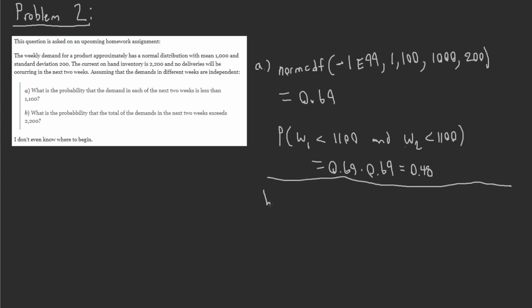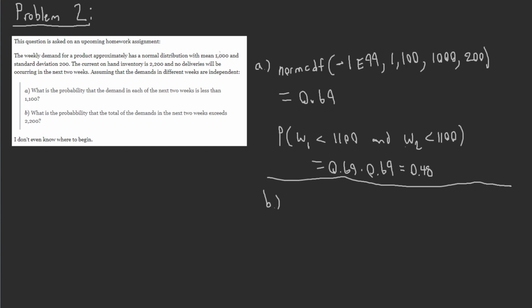The next part of this question asks us about the probability that the total of the demands in the next 2 weeks does not exceed 2,200. And so here you could think of the demand in each of these weeks as a random variable. Both of these random variables are identically distributed. They're both normally distributed with a mean of 1,000 and a standard deviation of 200. And they're independent because that's given to us in the question. And so we can treat these as independent, identically distributed random variables. And we can add them up.